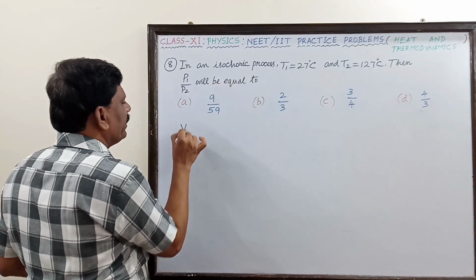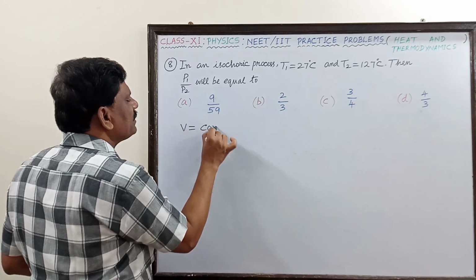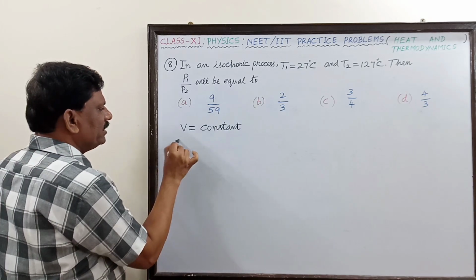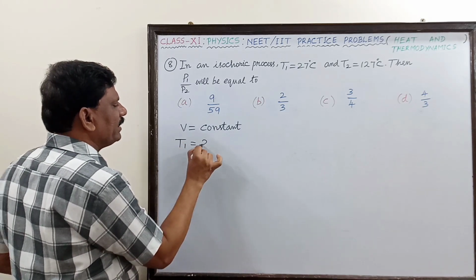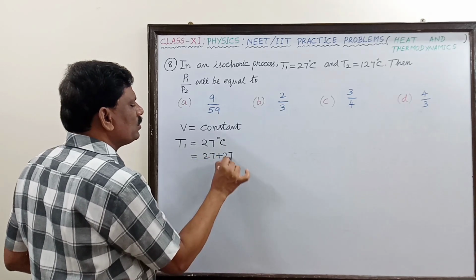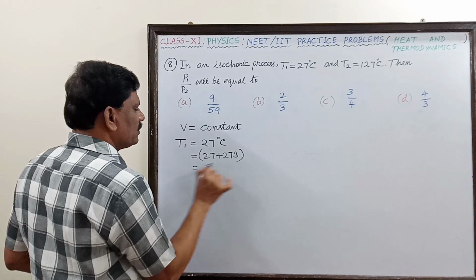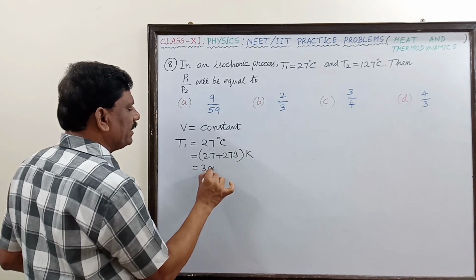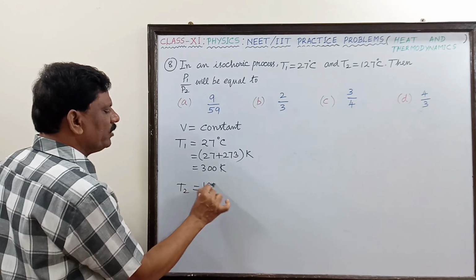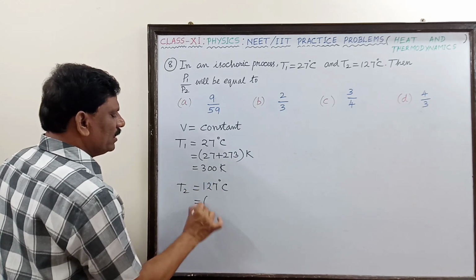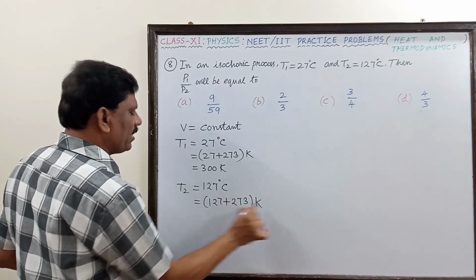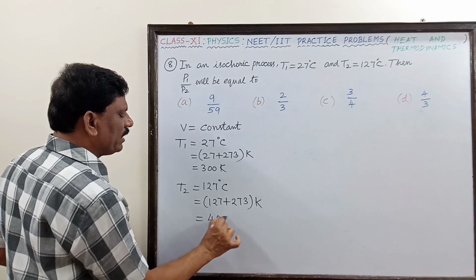So for isochoric process, volume V is equal to a constant. Then the initial temperature T1 is given as 27 degrees Celsius. So that is 27 plus 273 in Kelvin, which is equal to 300 Kelvin. Similarly, T2 is equal to 127 degrees Celsius. So this must be 127 plus 273 in Kelvin, which is equal to 400 Kelvin.